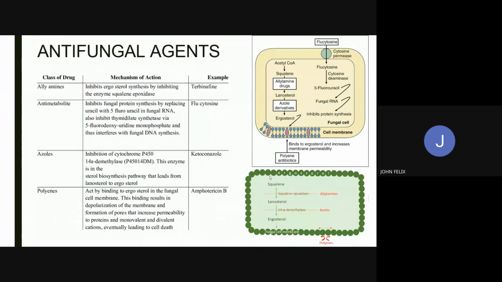And then we have polyene antifungals. The example is amphotericin B. The main mechanism is to increase the permeability of the cell wall. Obviously, it will result in cell death, right? So polyene antifungals like amphotericin B bind to ergosterol and increase the membrane permeability to proteins and monovalent and divalent cations, which ultimately leads to cell death.